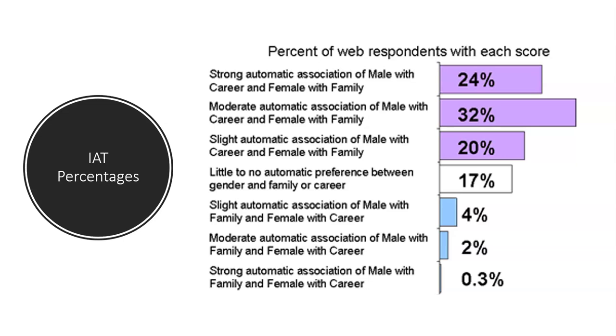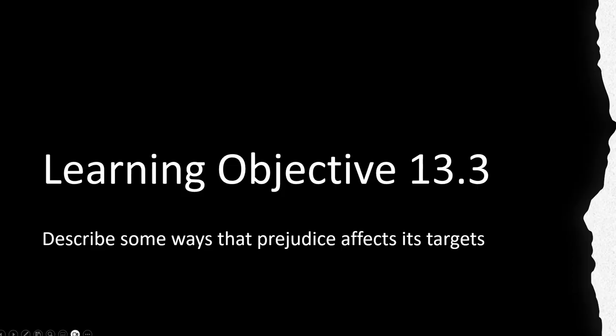Now, later in the chapter, we'll come back to this issue of how do we confront and challenge and change our automatic preferences. And that will be when we start talking later in the chapter. In the next video, though, we're going to look at ways in which prejudice affects its target when we talk about Learning Objective 13.3.